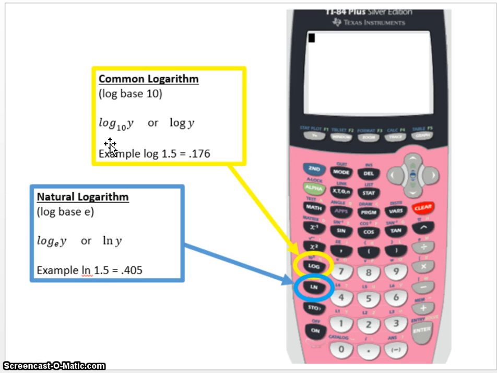Now to look at the natural logarithm, which is base e, it's just below that. There's an ln button for natural logarithm. So if you see something like ln 1.5, you know that's the natural log. So you're going to just type in ln, natural log of 1.5 equals, and you should get 0.405. So that's how you use the calculator to type those in.